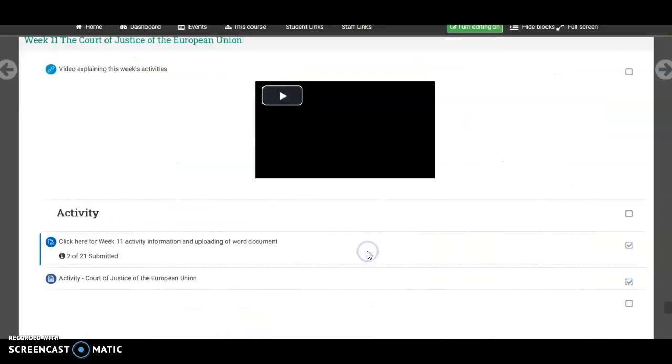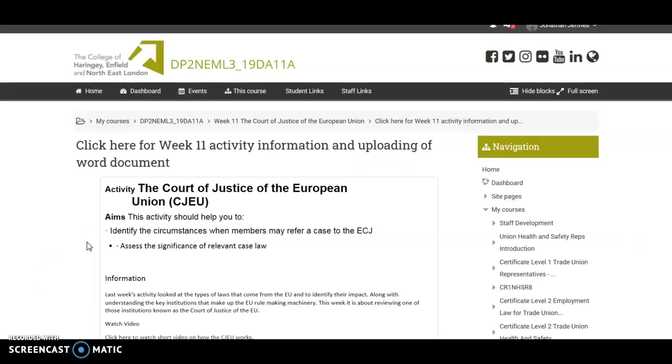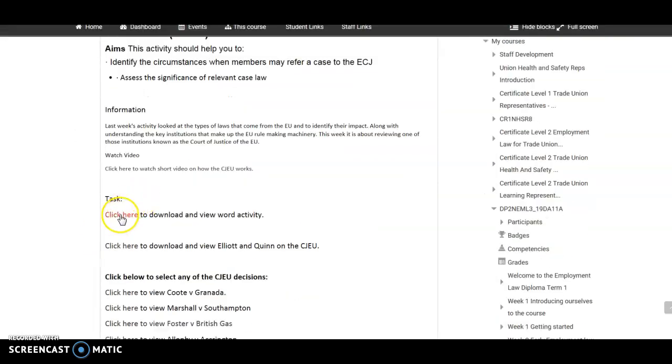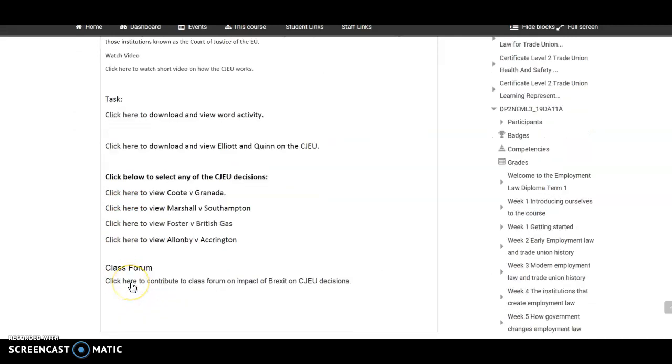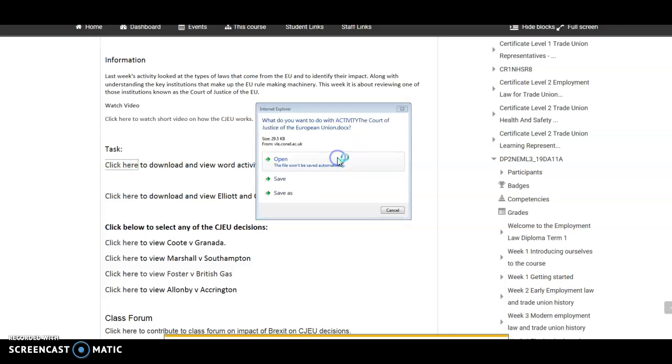So if I click onto that, let me just open that up. So the activities basically, and you see some of the resources there. There's also a forum if you want to do further reading. Particularly we had a discussion around Brexit and the impact on the CJEU decisions, which the potential is that those decisions no longer start to apply to the UK. So that's the upshot.